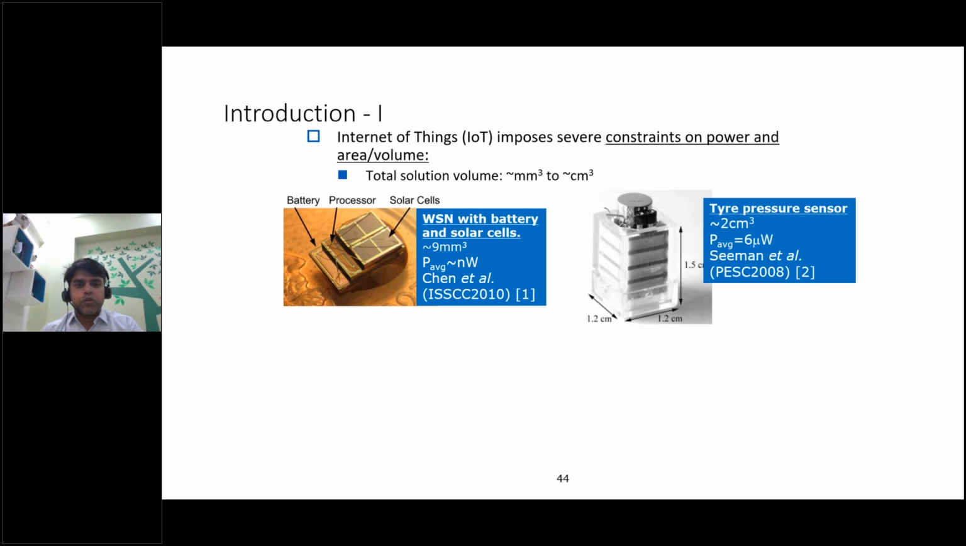So here there are two examples given: WSN battery, solar cells, and tire pressure monitor. The whole system itself has to be so tiny that power supplies etc. need to be very, very small. Okay, so next slide.